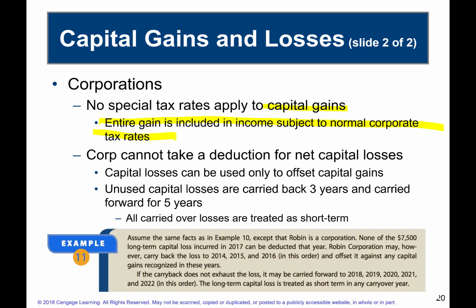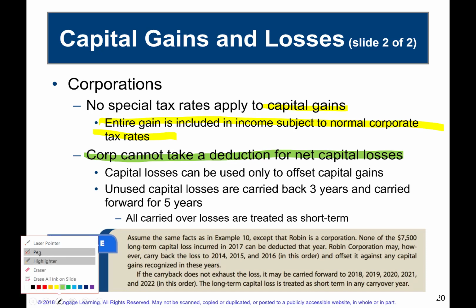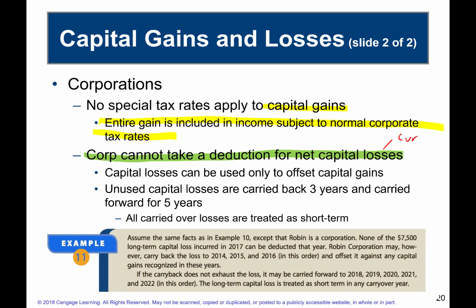Now, a corporation cannot take a loss though. A corporation cannot take a loss for a net capital loss in the current year. Let's put that as current year, because we're going to see that they're going to let them carry it back and forward. But whatever the loss is in the current year, they cannot take that. So never take the loss in the year that it was incurred. That never happens. It's either going to do what?